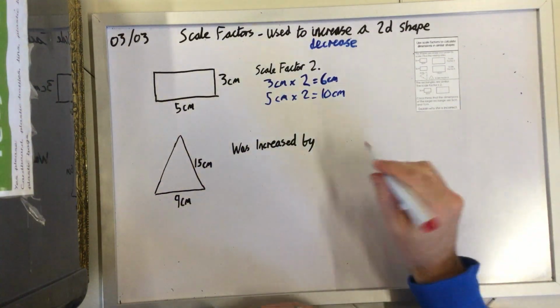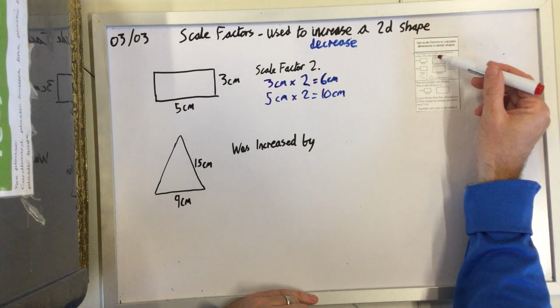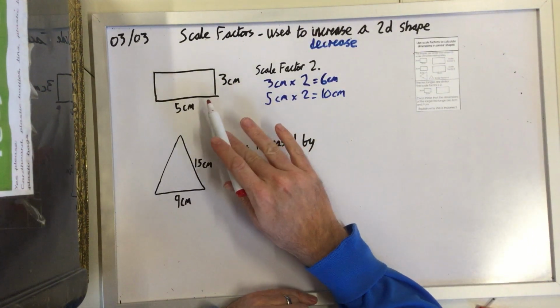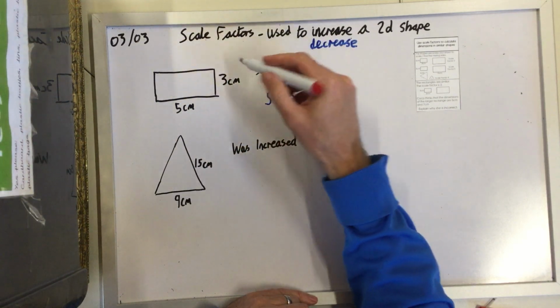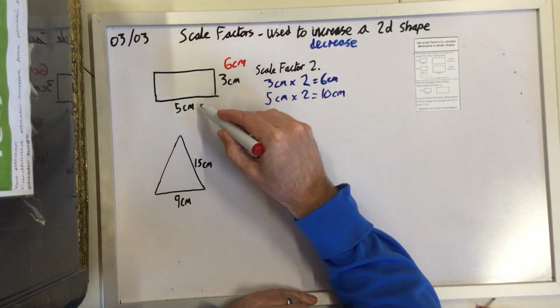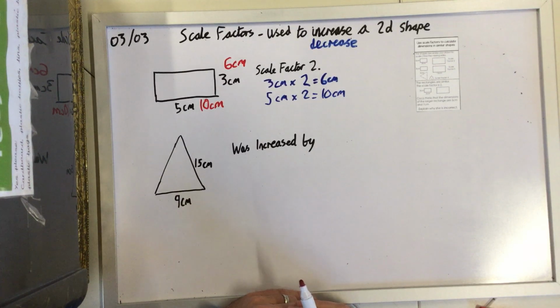I'm not going to draw it out again because I haven't really got the space, but if you see on here, you've been given the bigger rectangle and you just need to calculate the missing sides. You would just write those in next to it. So this would become 6 centimeters, that would become 10 centimeters, and that's increased by a scale factor of 2.